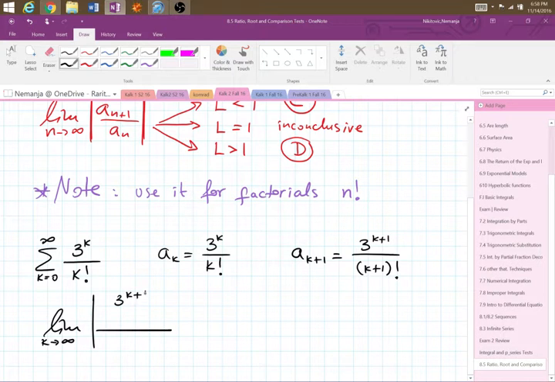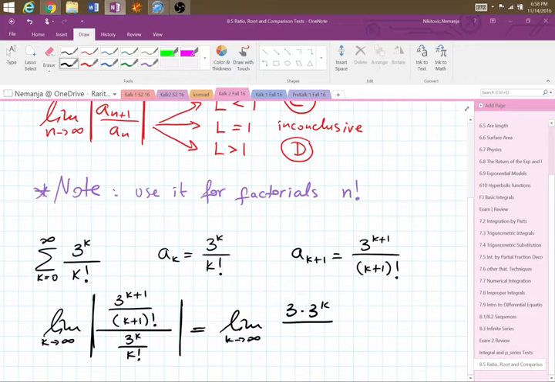So 3 to the k plus 1 divided by k plus 1 everything factorial, divided by 3 to the k over k factorial. Now all of those factorial rules that we learned are going to play the role, right? We're going to have 3 times 3 to the k divided by k plus 1 times k factorial. So what I've done here is I took the 3 to the k plus 1, and I peeled off one of the 3's, which is the plus 1 deal. And then I used the formula for factorials.